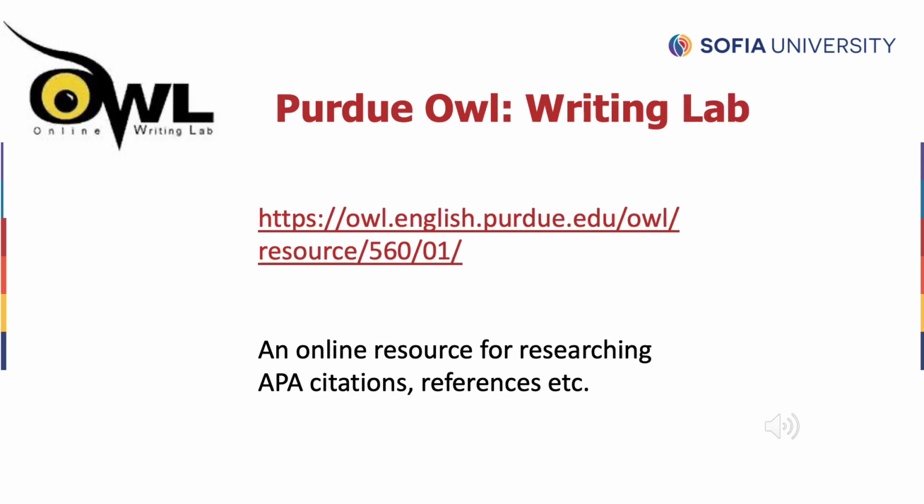In addition to exploring the APA manual, an excellent online resource for learning or verifying APA citations and guidelines is Purdue OWL from Purdue University. Here you can easily search for the specific rule you are looking for. Just Google Purdue OWL online and you will find this site.